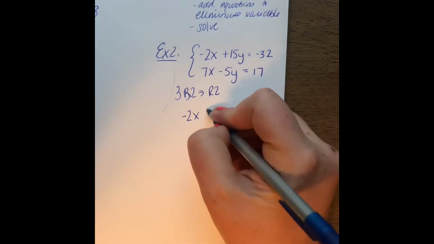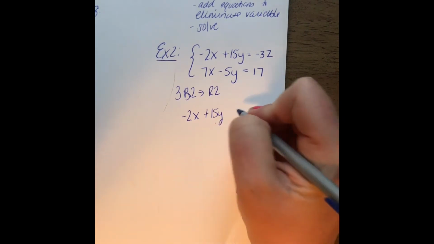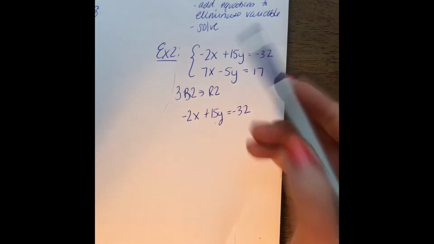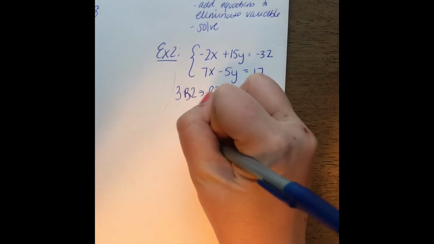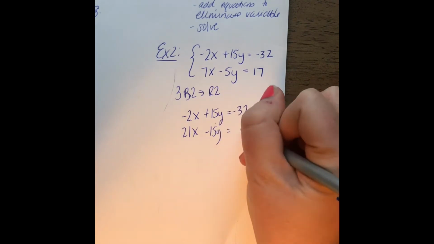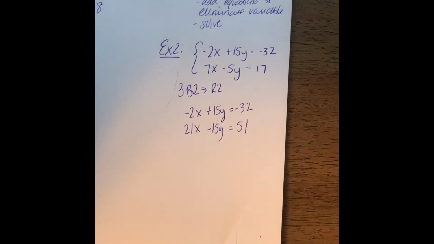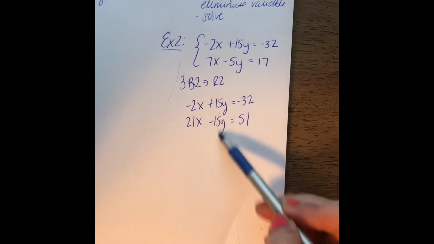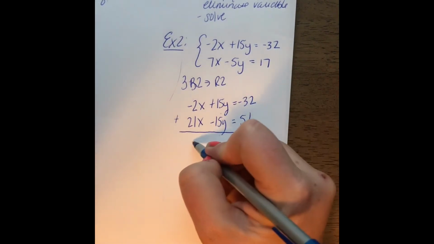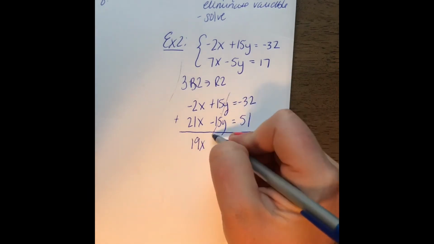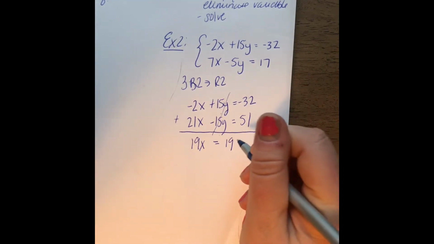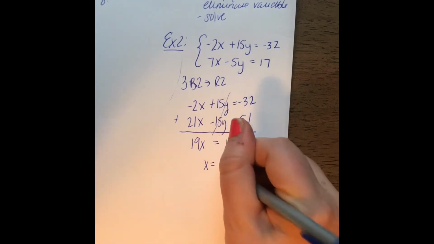So we have negative 2x plus 15y is equal to negative 32. When I multiply row 2 by 3, I'm going to have 21x minus 15y is equal to 51. Now by doing this, my y leading coefficients become the opposites. Now I can add down. I'm going to have 19x, the y's get eliminated, is equal to 19. Divide both sides by 19, x is equal to 1.